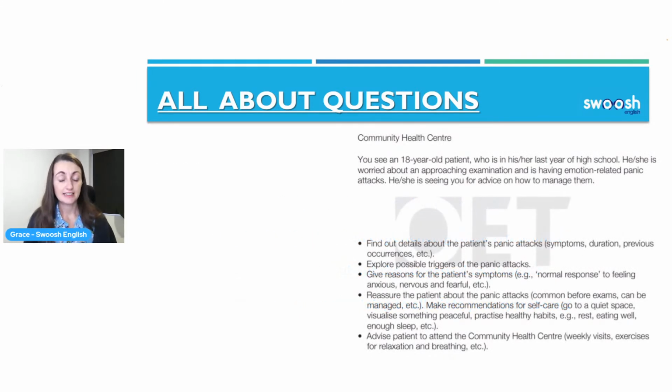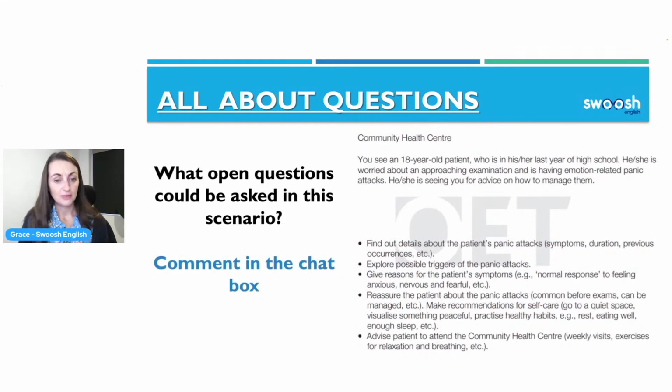Now we're going to have a look at an example role play here. Read through the role play and think what open questions could be asked in this scenario. And then you can comment in the chat box. So quickly read through this role play. We're in a community health center. This is a role play for a nurse. We've got an 18-year-old patient who has come to see you. Read through the tasks here in the bullet points and then decide what open questions could be asked in this scenario. I can see a nice example.